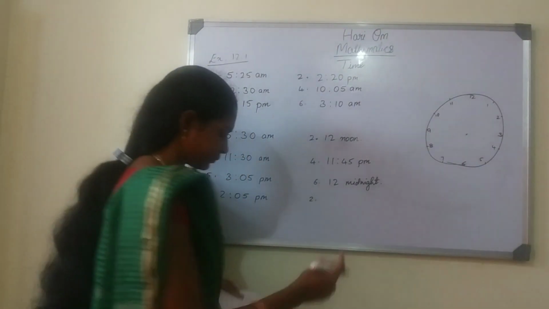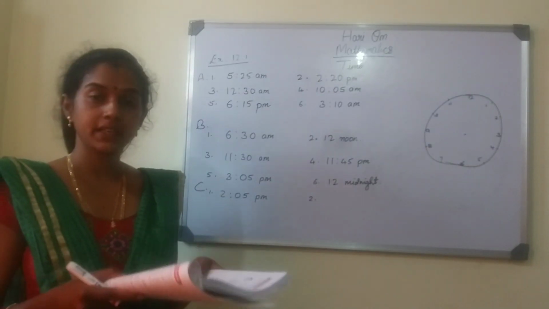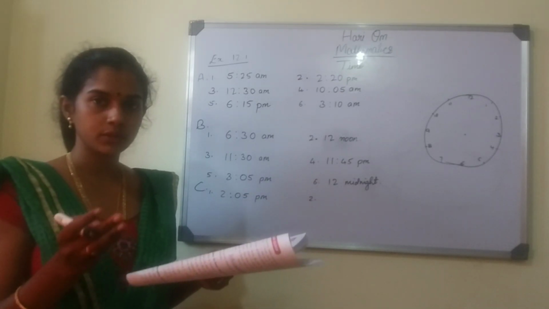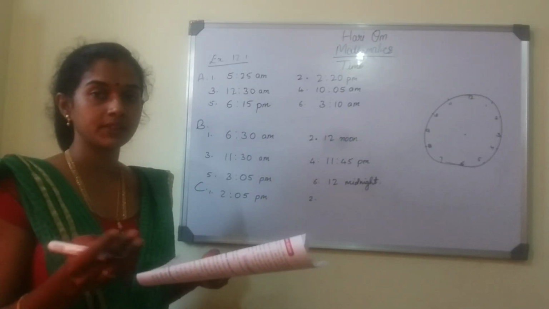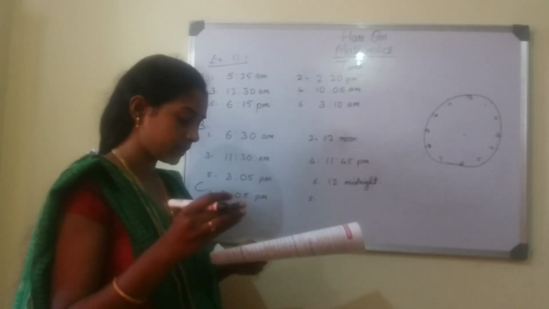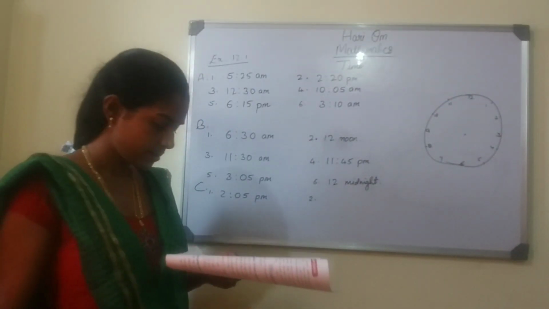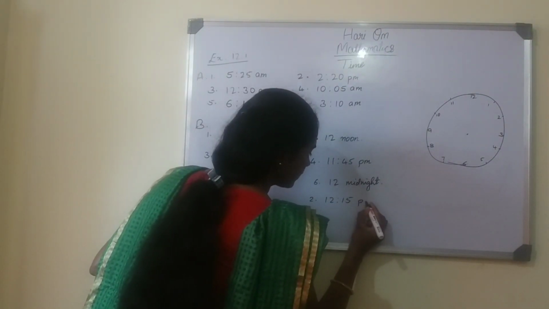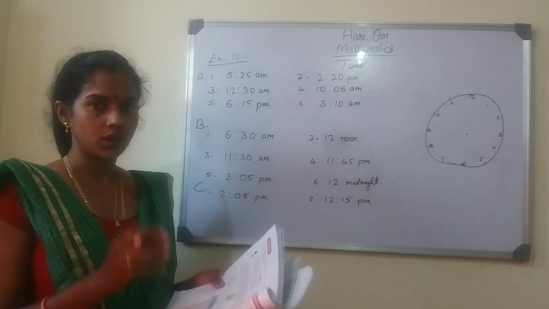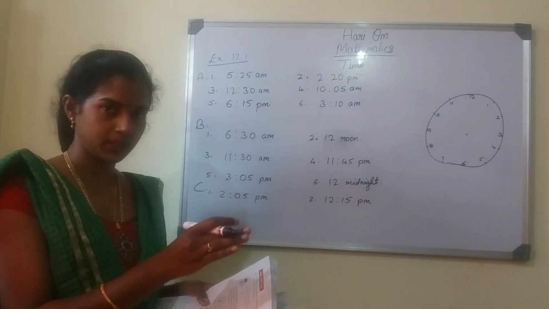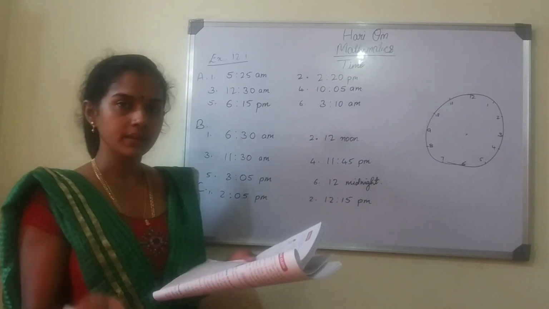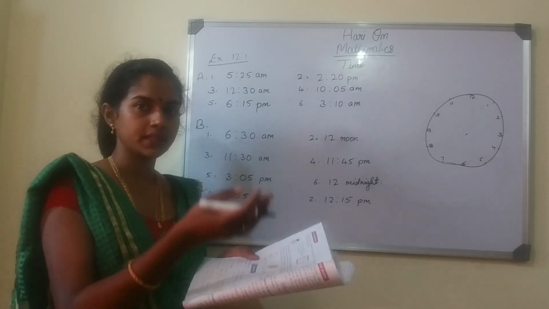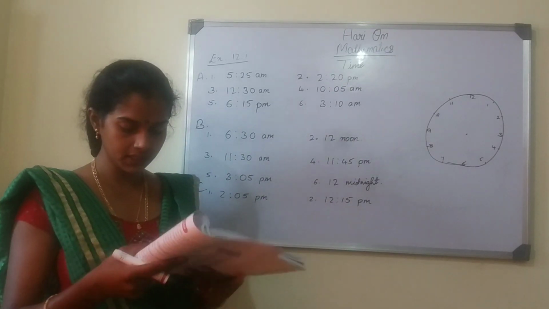Second one, 11:15 AM. So after adding one hour it becomes 12:15. After 12 it becomes PM. 11 becomes 12 and AM becomes PM. So 12:15 PM. So after 12 AM becomes PM or PM becomes AM. So here it is 11:15 AM. So after 12 AM becomes PM. So 12:15 PM.